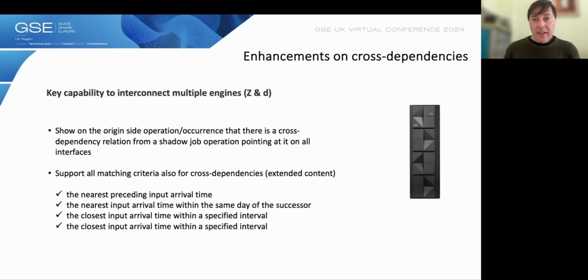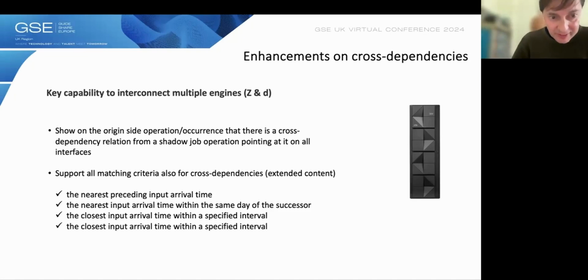Now, a glance at the enhancement we want to provide on cross-dependencies. Cross-dependencies are the capability to interconnect multiple engines, dependencies between jobs that are running in different engines that can be all Z or even Z and distributed. Right now, the requirements are to extend the matching criteria.